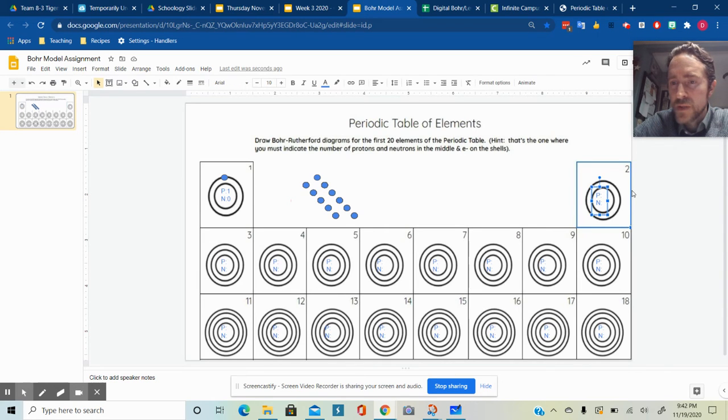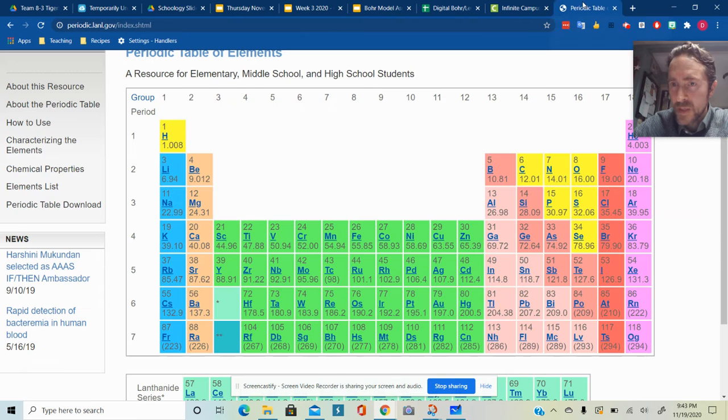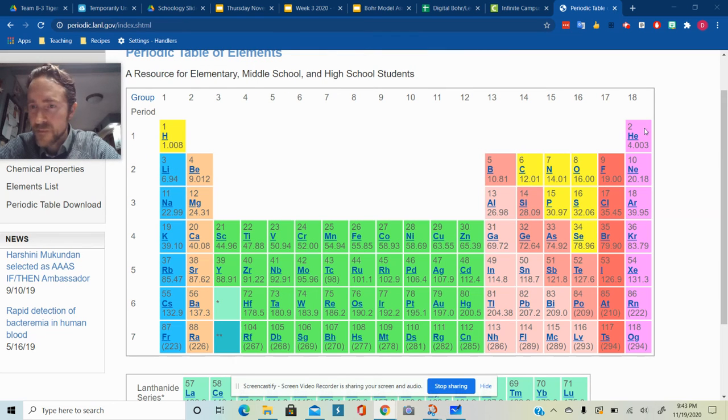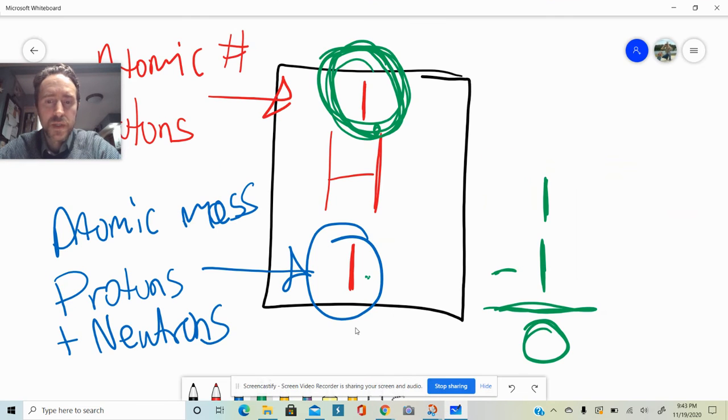I'm going to move over here to number 2. And this is where you look at your periodic table. I'm going to move myself out of the way. There we go. Number 2 is helium. Has an atomic number of 2 and an atomic mass of 4. So let's go ahead and do this.